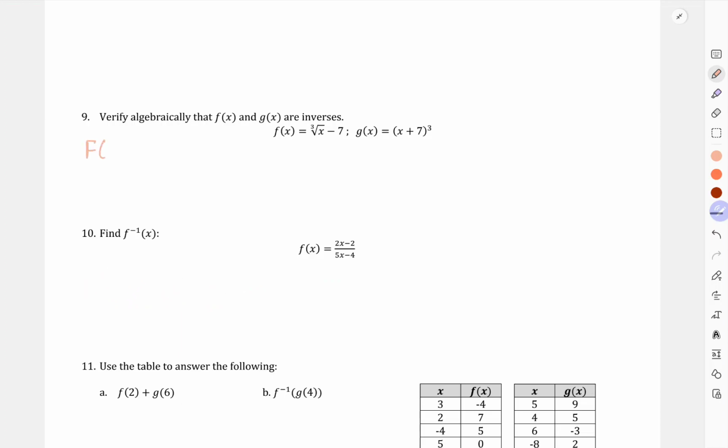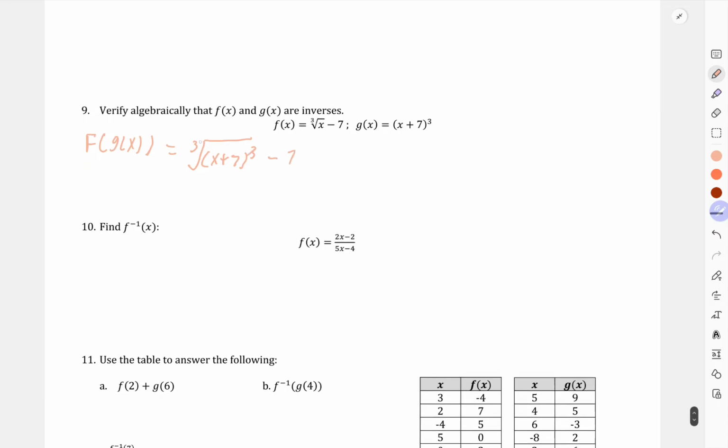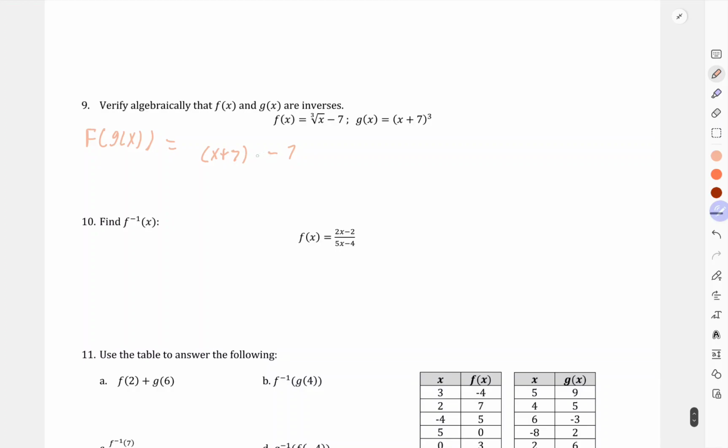Okay, f of g of x equals the cube root, and then we have x plus 7 to the power of 3 inside of it, and then outside is negative 7. Now these cube roots cancel, which leaves us with x plus 7 minus 7, which is x.